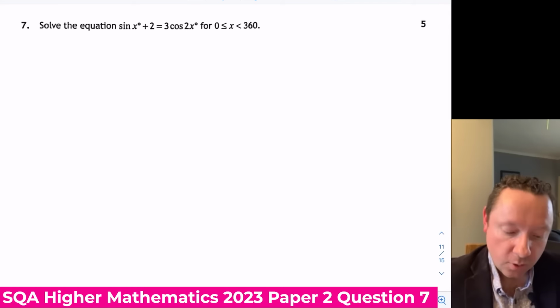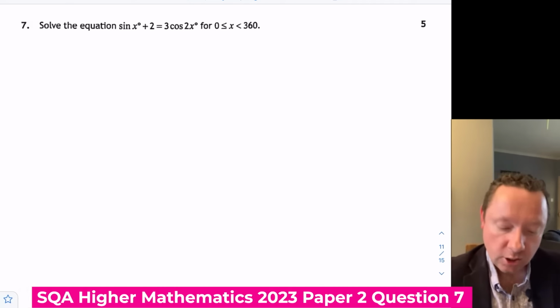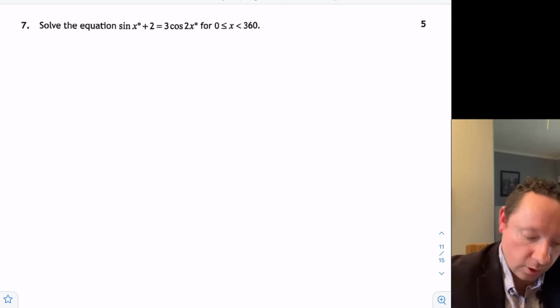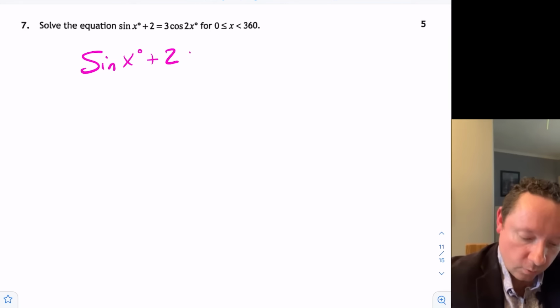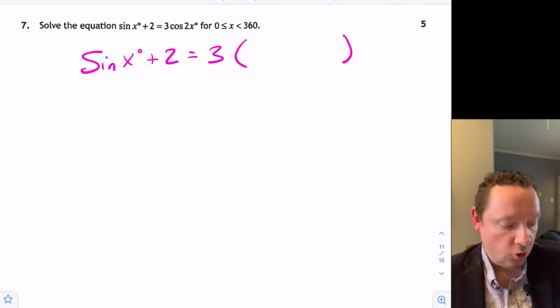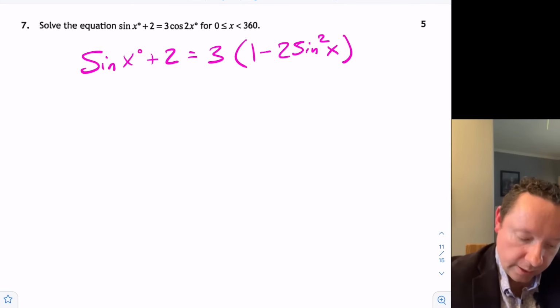Solve sin x plus 2 equals 3 cos 2x. So it's a trig equation. I'm going to have to expand cos 2x, and I'm going to have to use the sine one. So I'm going to rewrite that as sin x plus 2 equals 3 times, if you go back to the start of your exam paper, cos 2x is 1 minus 2 sine squared x. So then we can start tidying that up.